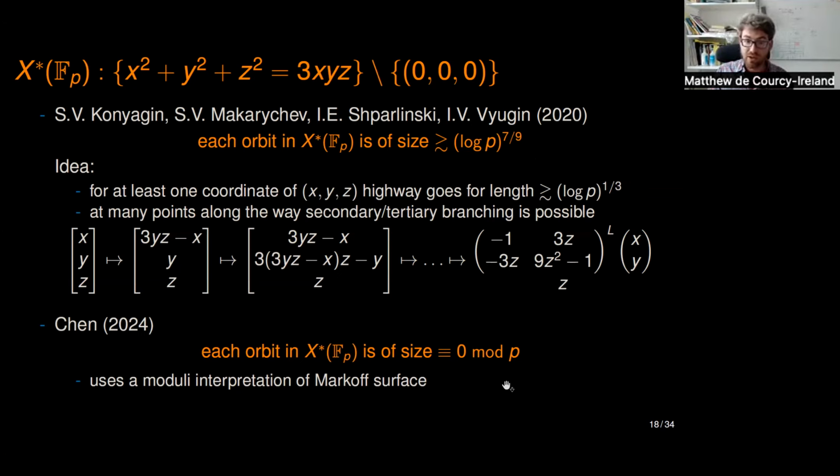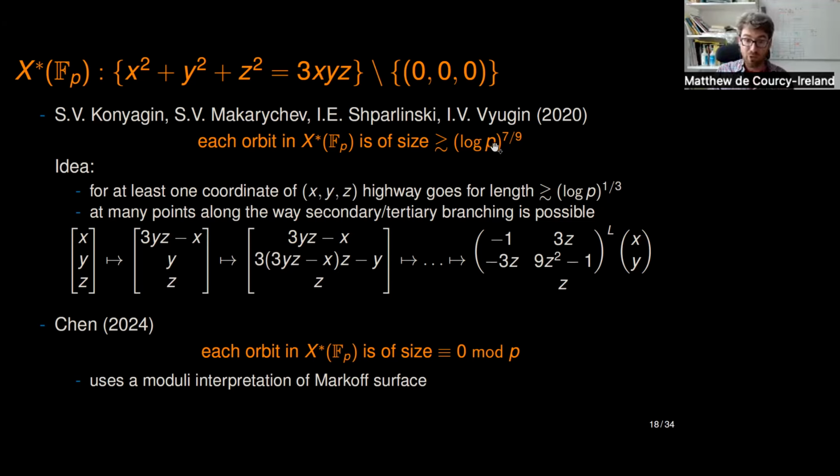And the idea here is that not all 3 of the coordinates can be bad. In other words, if we fix one coordinate and just do 2 moves on the others, for at least one of the coordinates, you're going to be able to take a power L that grows like log p to the power 1/3. So this was also noted by Bourgain, Gamburd, Sarnak, and that's where they stopped. And they showed that every orbit has size at least log p to the 1/3.